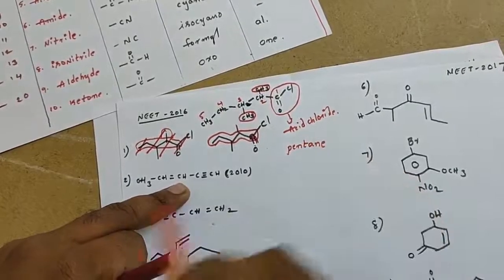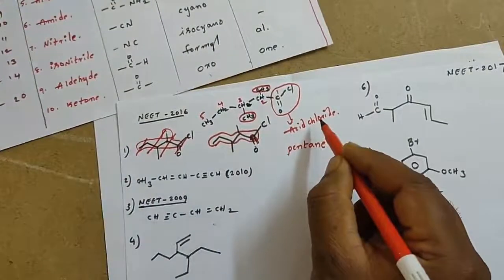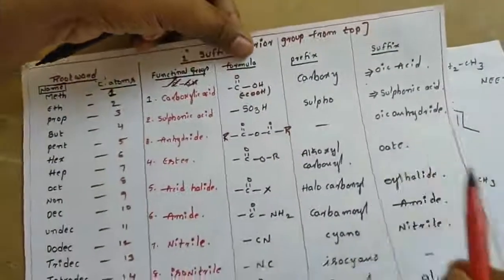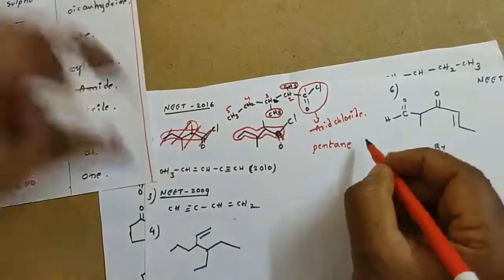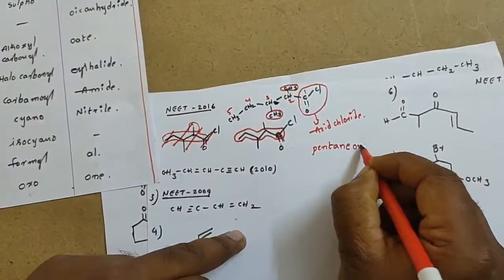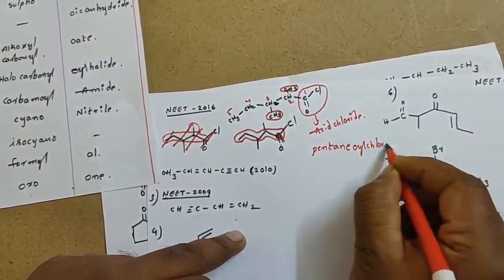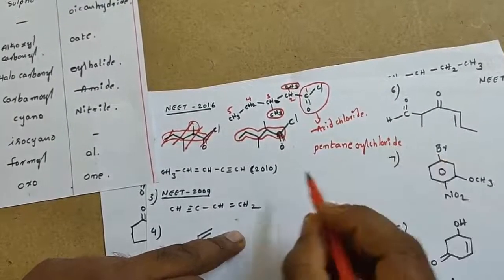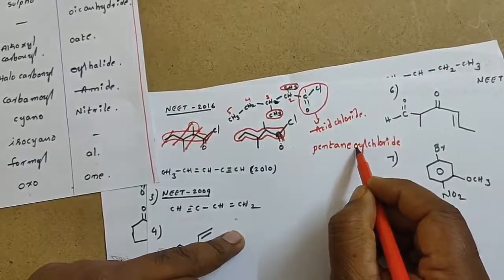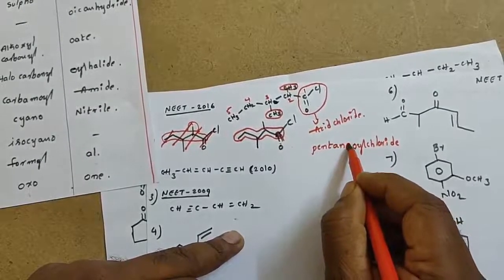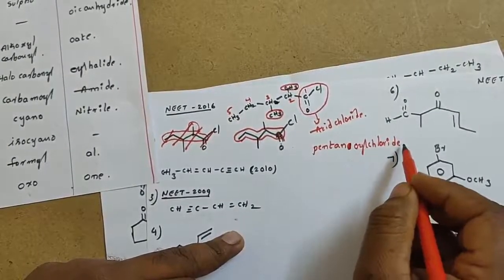That's why we are writing N. And what is the suffix of acid chloride? Here I am mentioning the suffix of the acid chlorides is oyl halide, which is nothing but oyl chloride. And I already mentioned to you, if it starts with a vowel, our suffix is... start with vowel, rub the E. That is called pentanoyl chloride.